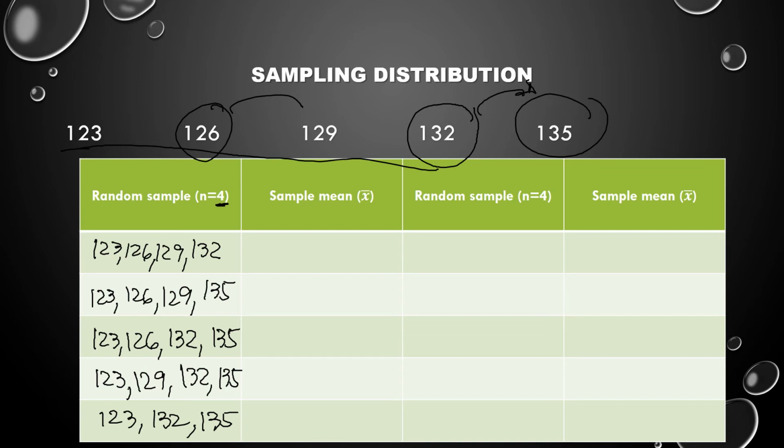So that's a no-no. That means when we want to write the next combination, we are now changing our first number. So instead of 123, we'll be using the next number, which is 126, and then copying the next values to it. We have 129, 132, 135. So that's it. Now, if you check, these are 5 combinations. We have 1, 2, 3, 4, 5.